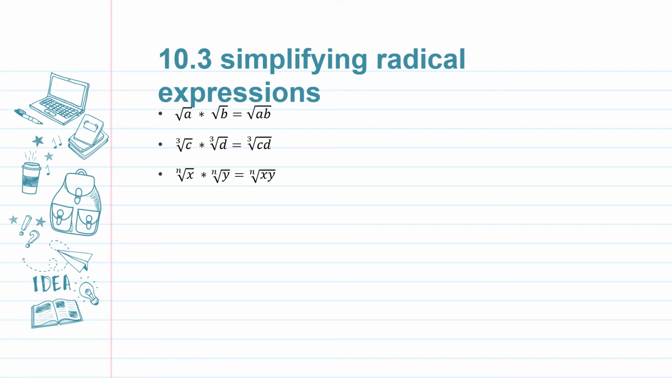Now again, these have to be the same. So if I have the cube root of x times the 5th root of y, I can't multiply those together, because one is a cube root and one is a 5th root. They're two different roots, so the roots have to be the same. Always remember that.